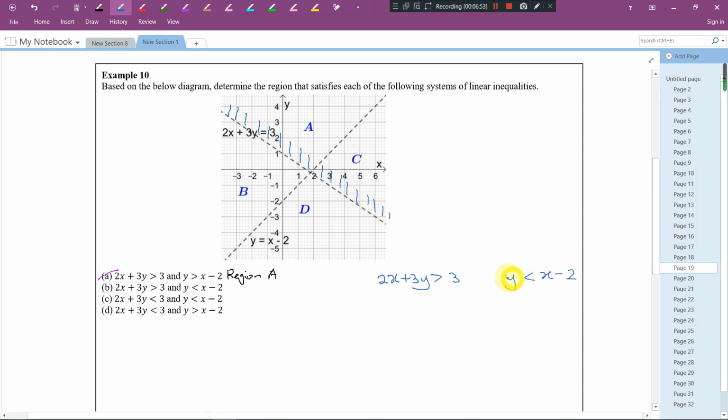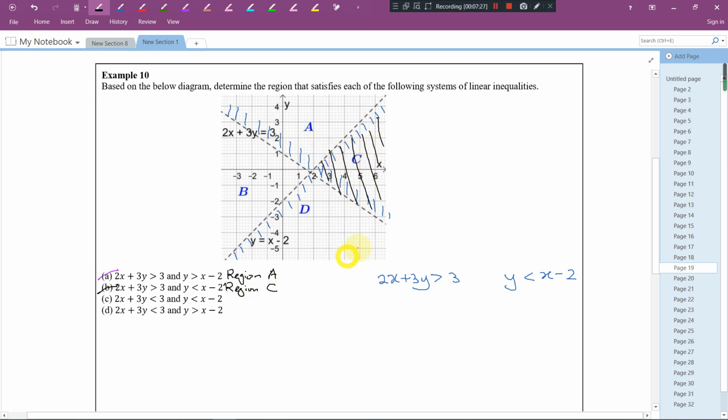Okay, so now for this inequality, I have a look at y is equal to x minus 2, less than, below this straight line. So from here, you will notice that this is a region that satisfies both linear inequalities, correct? This is the region that we want. So the answer is region C.